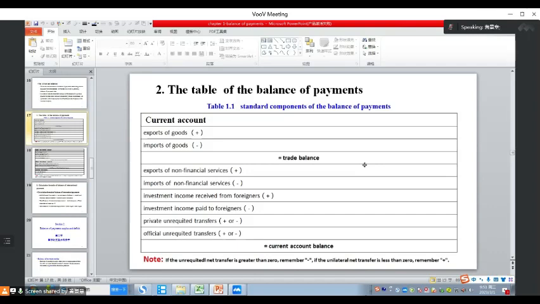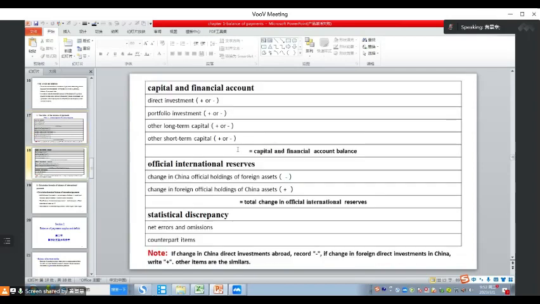We have told you the table of balance of payments, the form of elements. The table of balance of payments consists of 4 parts: current account, capital and financial account, official international reserves, statistical discrepancy.